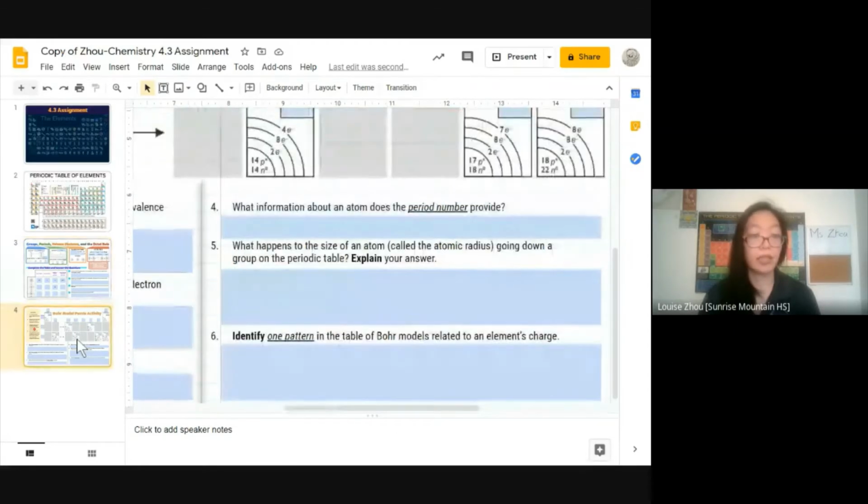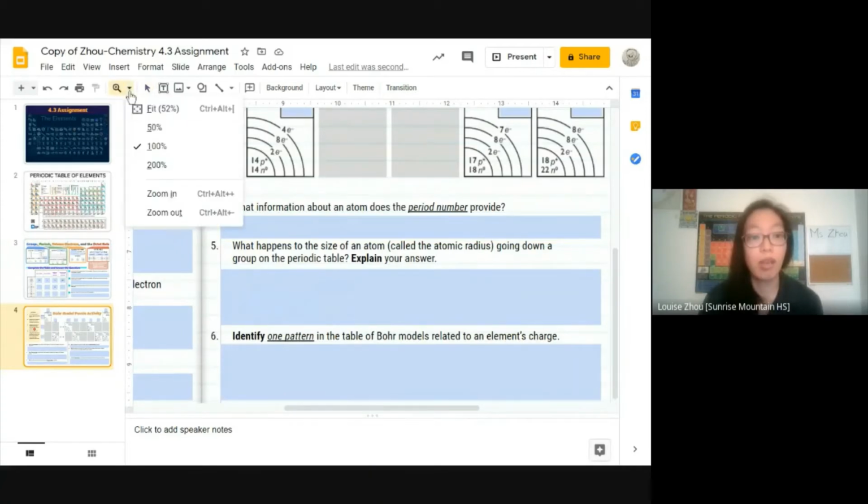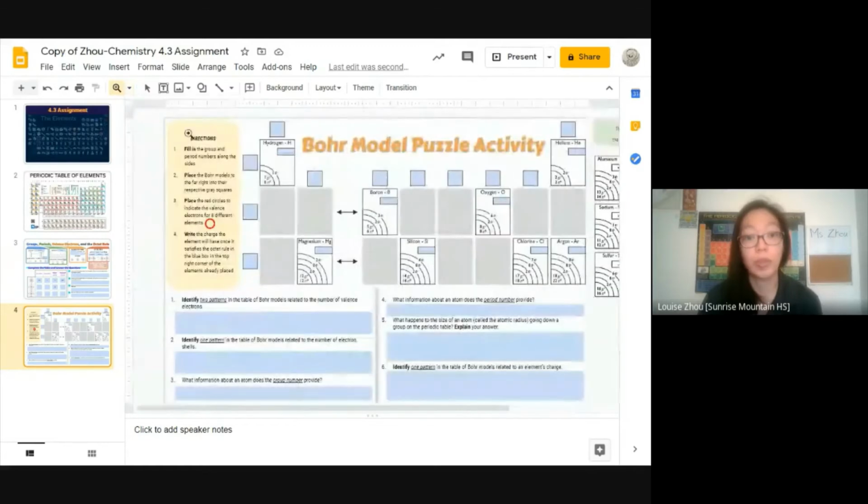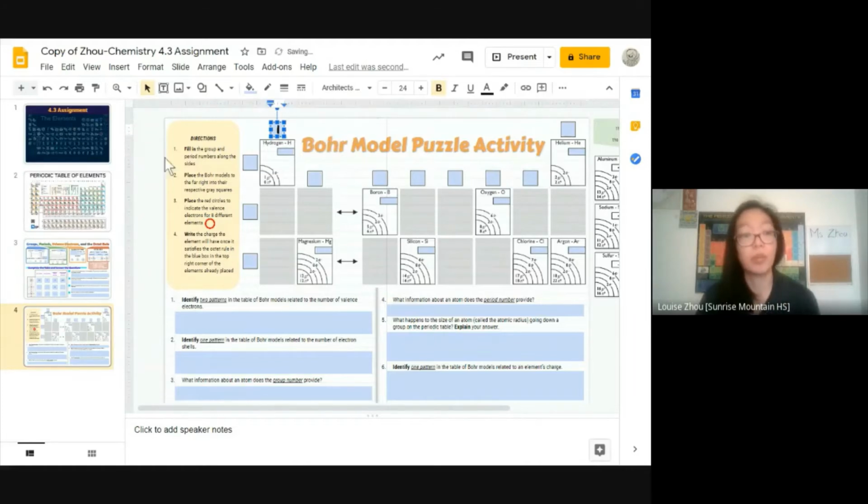Okay, the next slide. This one seems a little more challenging, but it's actually, again, just to show me that yes, you know what the periodic table looks like. So here, you just follow these directions, okay? Step 1, it tells you to fill in the group and period numbers along the sides. Your group numbers are at the top here. This is group 1. Again, you can look on the periodic table if you're not sure.